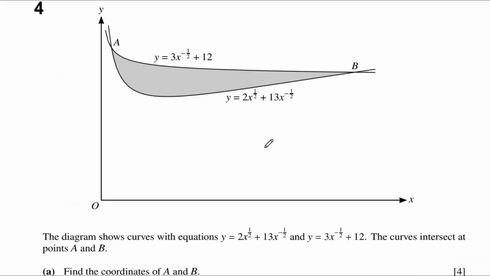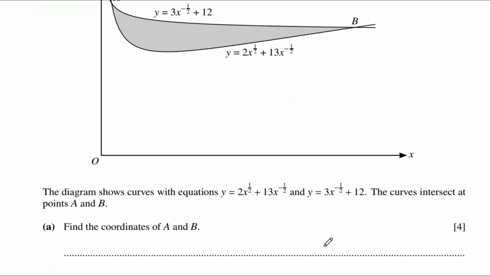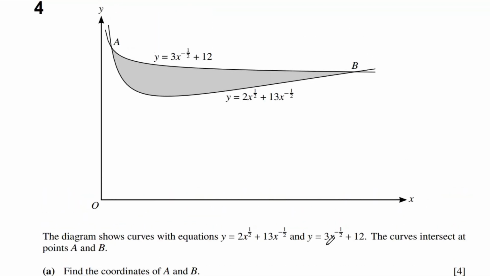The next question is: the diagram shows curves with equation y equals 2x power 1/2 plus 13x power negative 1/2, and y equals 3x power negative 1/2 plus 12. The curves intersect at the points A and B. Find the coordinates of A and B. So to find the intersecting points, we need to equate both the equations.